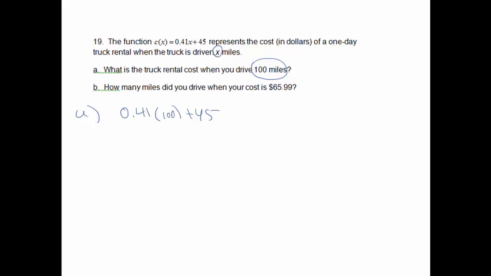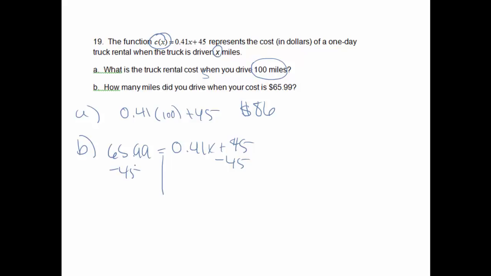So that cost for going 100 miles would be $86. Okay, for part B, it says how many miles did you drive when your cost was $65.99. So this time the cost is $65.99. I'm going to plug $65.99 in for the cost this time. We're going to be looking for the x. Now notice we've got a nice equation that we get to solve from last chapter. We're going to subtract 45 from both sides. So 65.99 minus 45 will give us $20.99, and that will still equal the 0.41x.